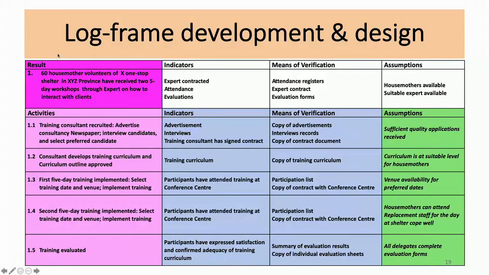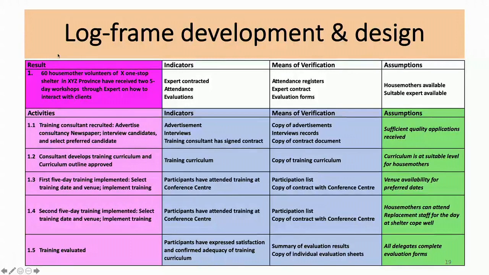Then we have the first 5-day training. How do we know? What will the indicator be? 60 of the mothers attended. We'll have attendance registers. Conference venue is booked. We have a record of that. The means of verification: the invoice for the conference and the attendance registers.